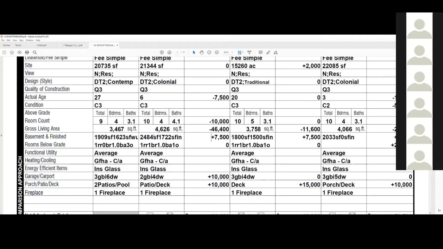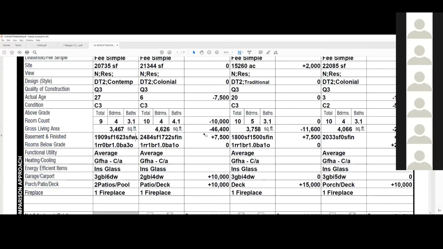You don't fight with the appraiser because you're not reading it properly. Sorry, what does the WL mean? Walk out. Oh. Walk out basement. So it has a full door that walks out of the basement. So you're clear with that? Makes sense.